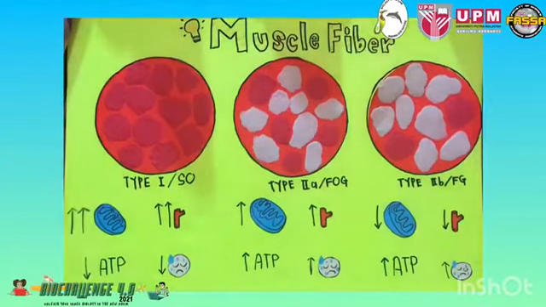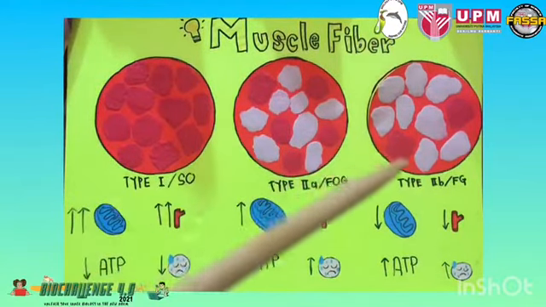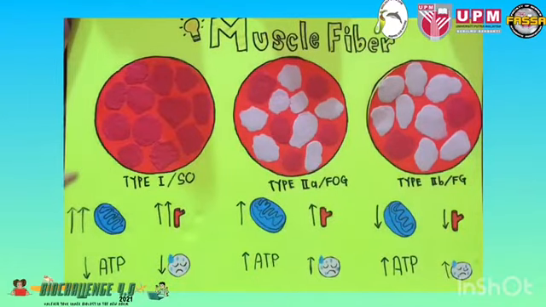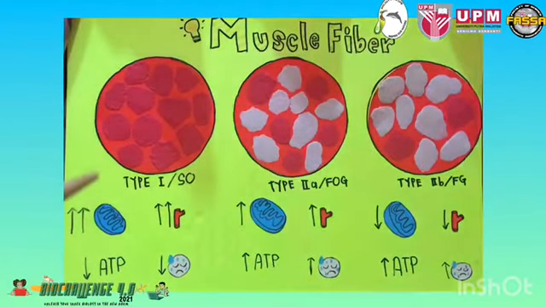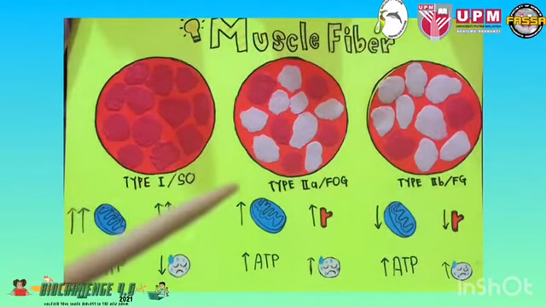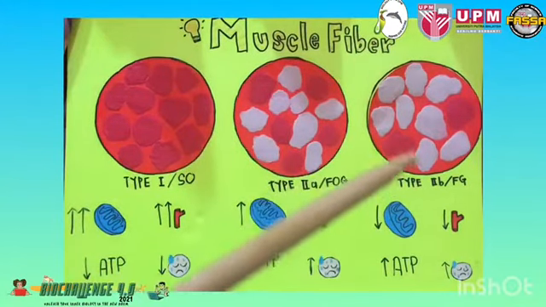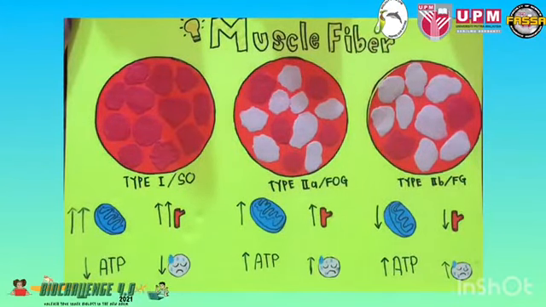The color of these fibers is different because of the content of myoglobin. The content of myoglobin in type 1 is higher, type 2A is low, and type 2B is lower. So type 1 is called red, dark meat because of its dark red color, type 2A is called red, and type 2B is called white. So there are a few differences between all of these 3 types of fibers.